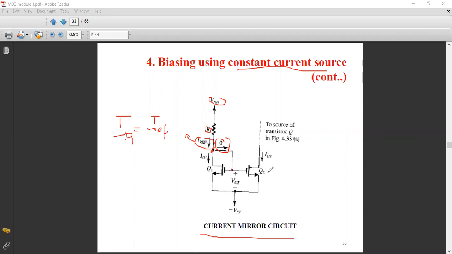Now, coming to the second transistor, Q2, the drain current of Q2 is represented by ID2. Here you can see some dotted lines, which indicate that this portion is connected towards the main transistor Q that I have shown in the previous slide. This terminal is connected to the source of transistor Q, which I have shown in the previous slide.